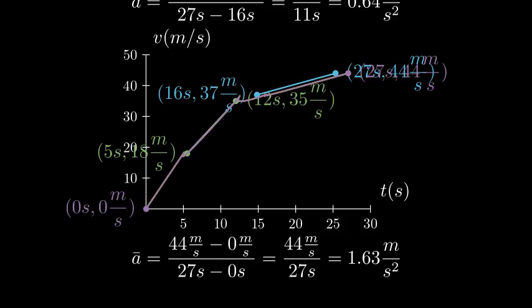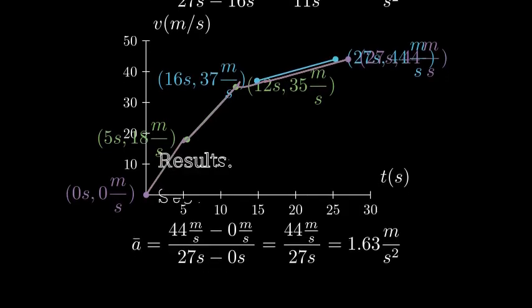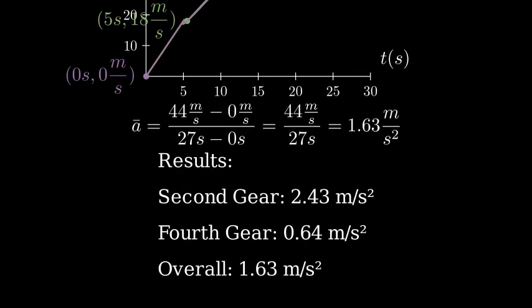So, to summarize, the car's acceleration was highest in second gear at 2.43 meters per second squared, lowest in fourth gear at 0.64 meters per second squared, and averaged 1.63 meters per second squared over the entire journey.